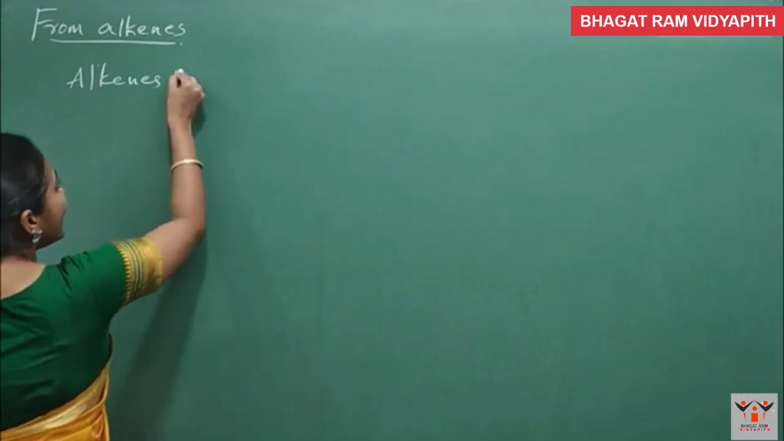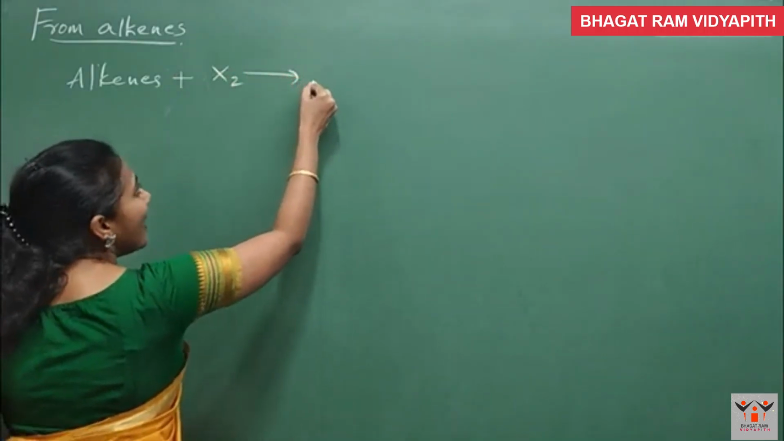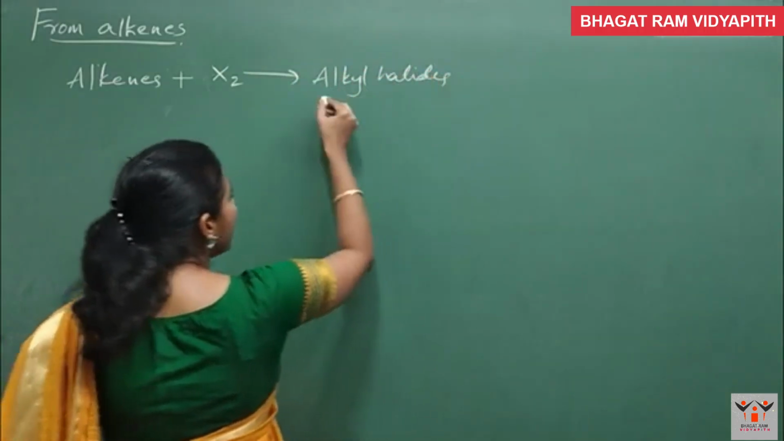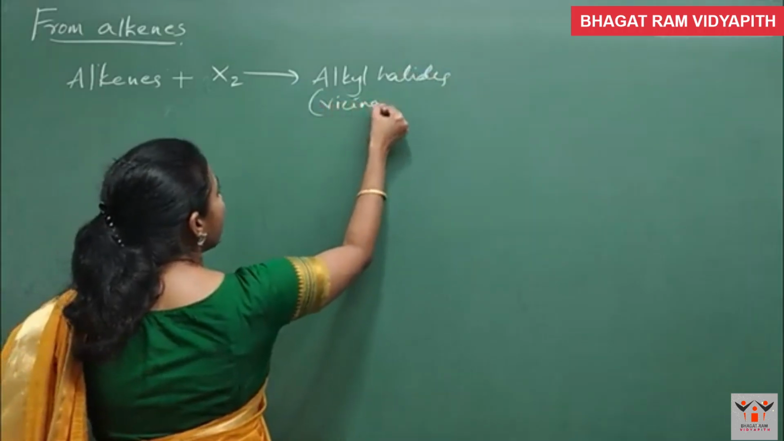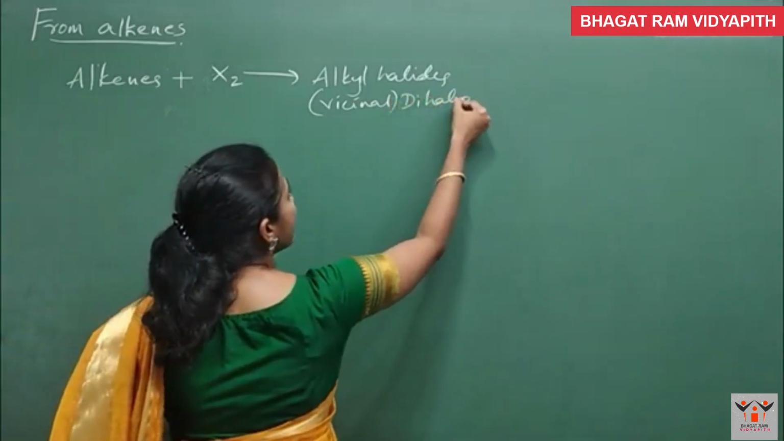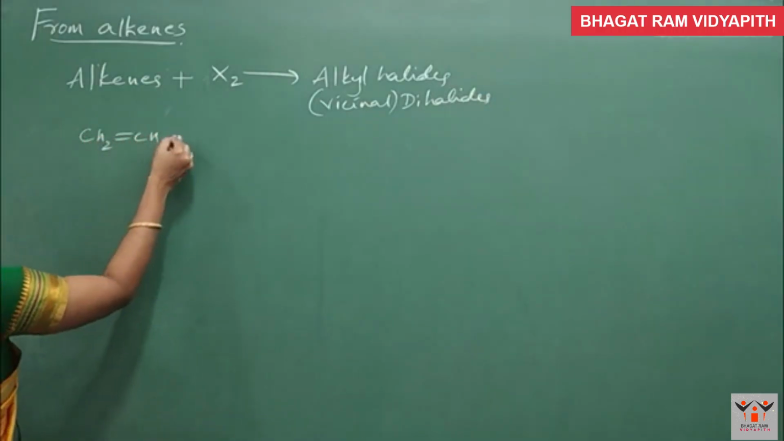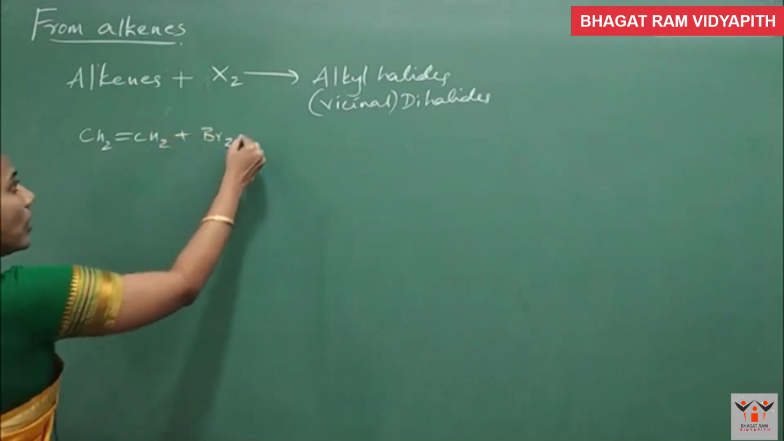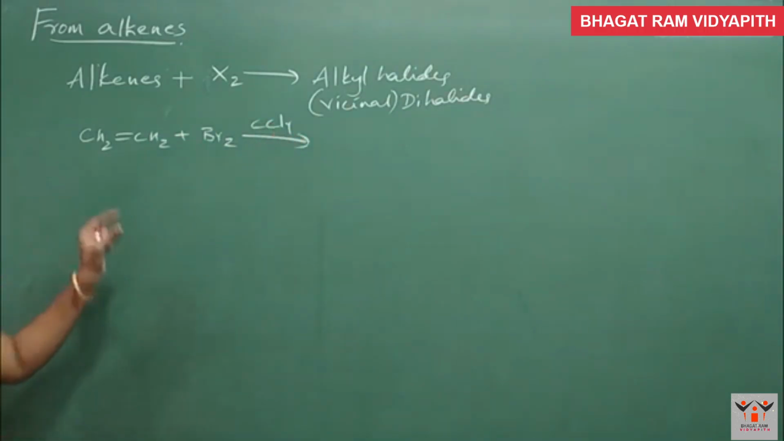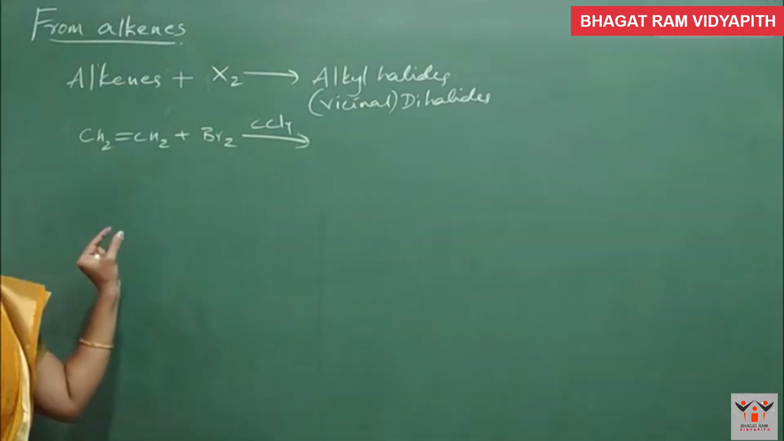So for alkenes, whenever you add halogens, you will get alkyl halides. What type of alkyl halides you get? Vicinal dihalides you are going to get. Suppose you have CH2 double bond CH2. I'll treat it with Br2. Here we use a solvent CCl4. Do you remember this reaction we studied as a test for checking unsaturation, isn't it?